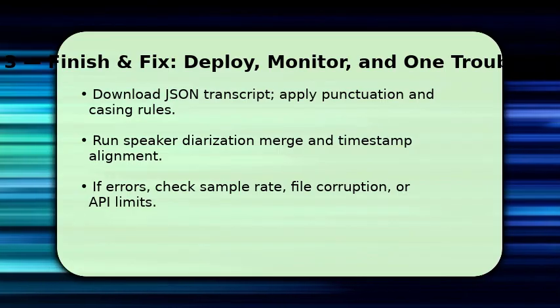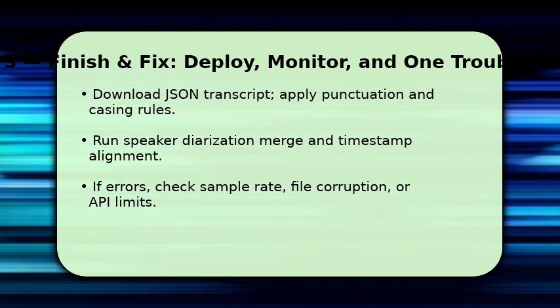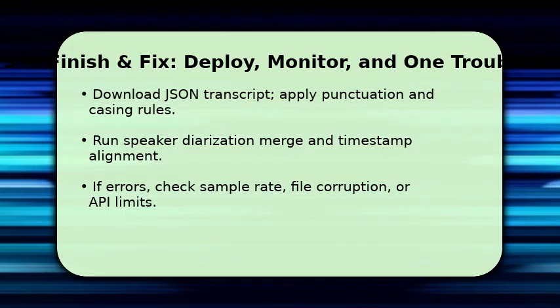Once done, integrate quality checks like confidence thresholds to flag low confidence segments for manual review. If transcripts look wrong, check audio sample rate mismatches, file corruption, or that you haven't hit rate limits. Retry the job after fixing the root cause to avoid repeat failure.